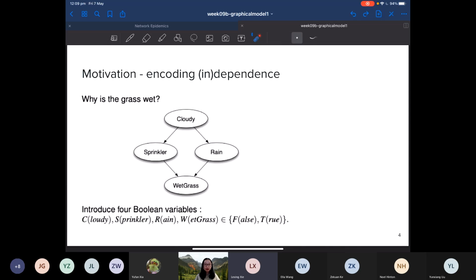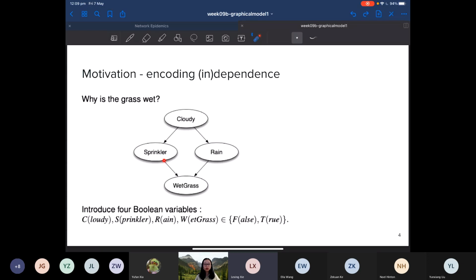Let's say they're called cloudy, sprinkler, rain, and grass. We just abbreviate them with their first letter. Each of them has the values false and true. Intuitively, if the sprinkler is on, then there's a high chance of the grass being wet. The same with raining. If it's raining, the grass is also wet.